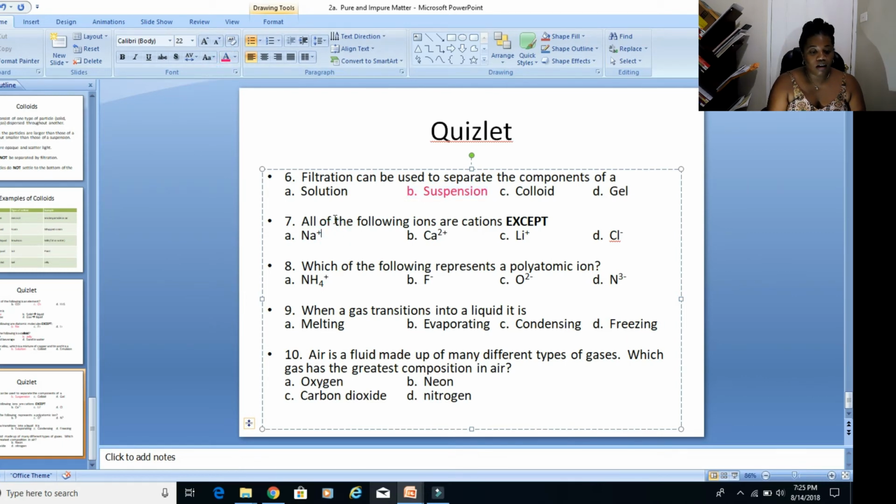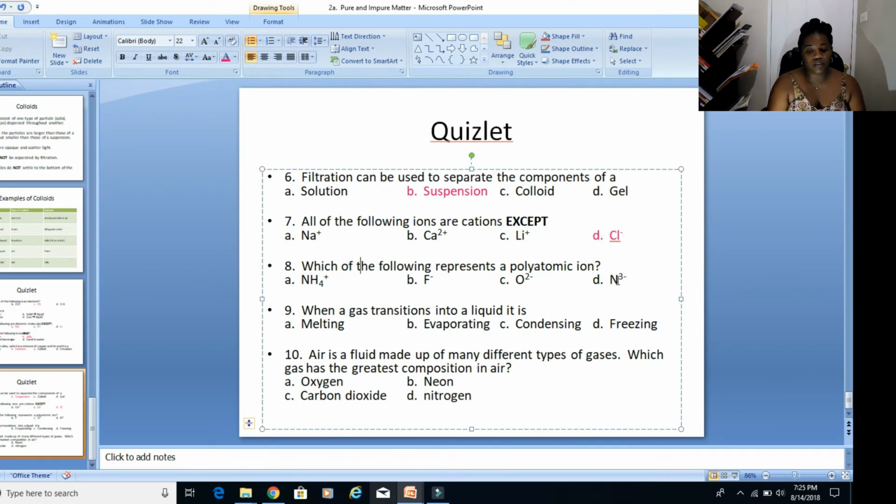Alright. All of the following ions are cations except, which one looks different? The only one that's negative is an anion. Anything that has a negative sign is an anion.